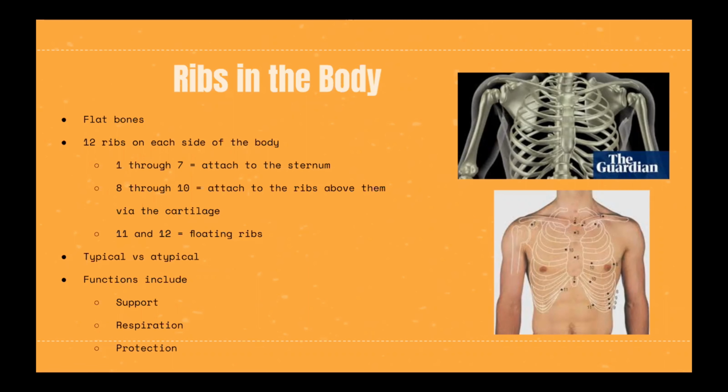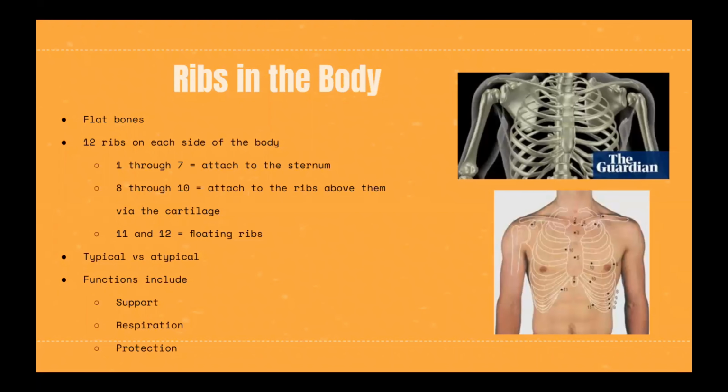Typical ribs have wedge-shaped heads, a neck with no bony prominences, and then the shaft is flat and curved. Atypical ribs have features that aren't common in every rib, and those include 1, 2, 10, 11, and 12. So anteriorly, true ribs are 1 through 7, so they attach to the sternum. False ribs are 8 through 10, and they attach to the cartilage of the superior rib. And then floating ribs are 11 and 12, so they don't attach to the sternum at all.